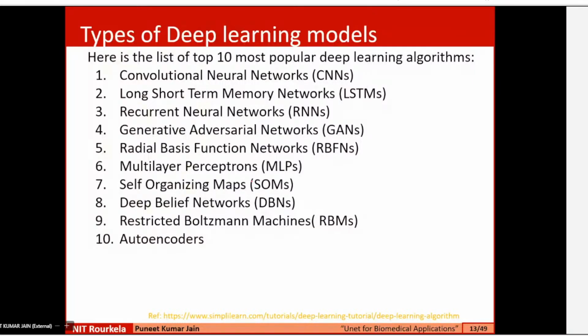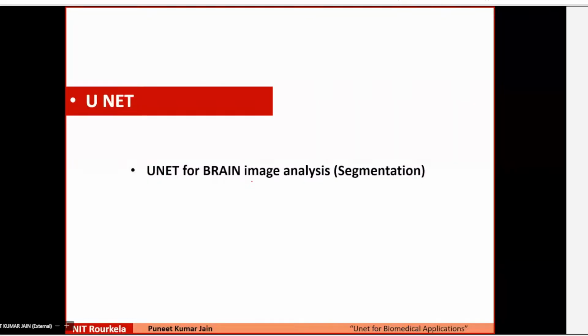So now let me discuss one specific architecture of the deep learning model or CNN model, called UNet, for brain image analysis, and particularly for the segmentation task. As I mentioned, I'm going to give a glimpse of how we can use the UNet model for the segmentation task and for the denoising task.